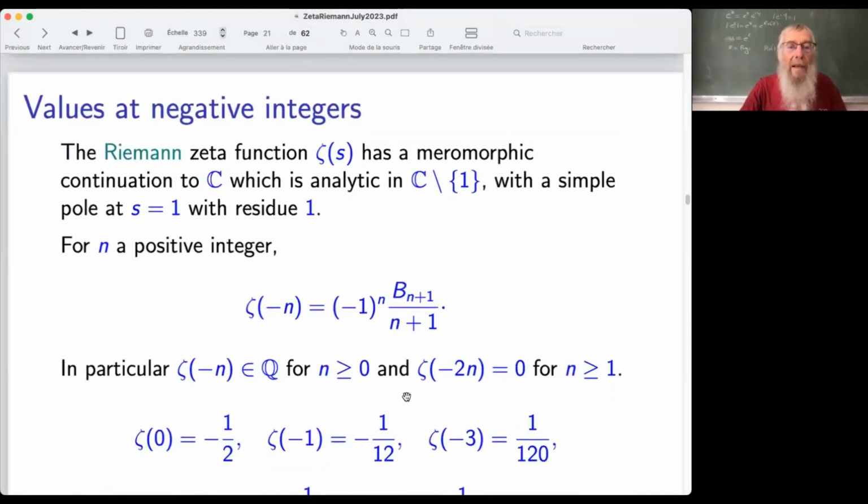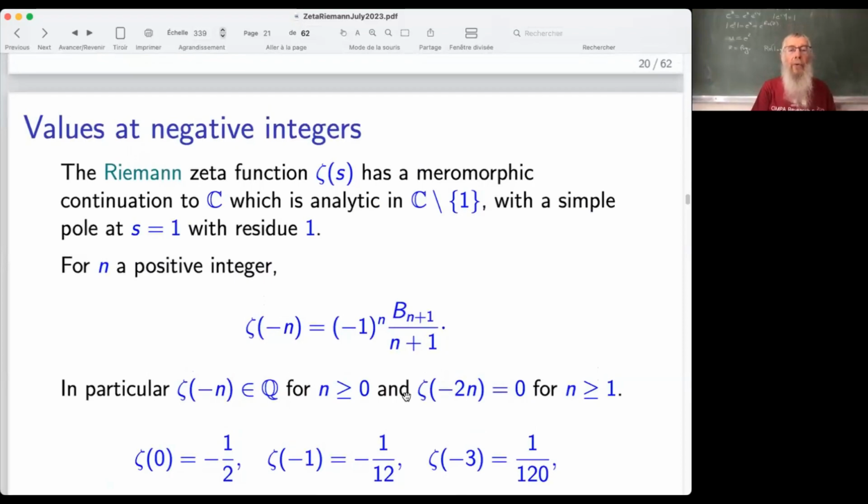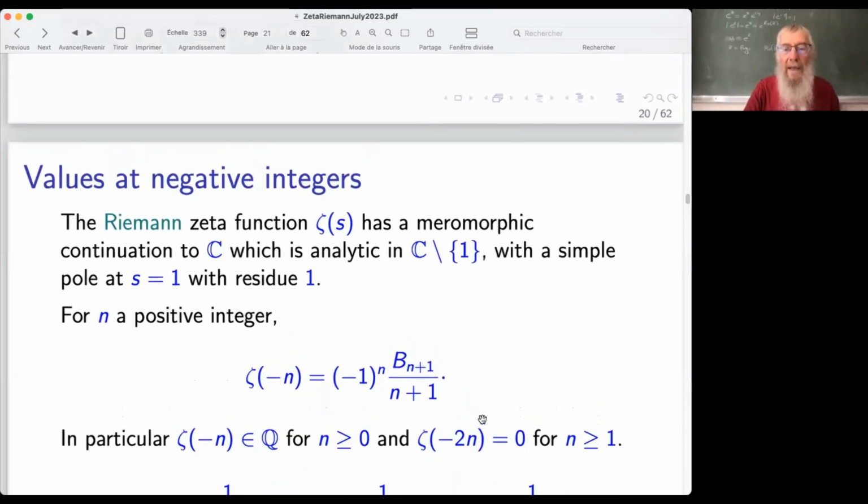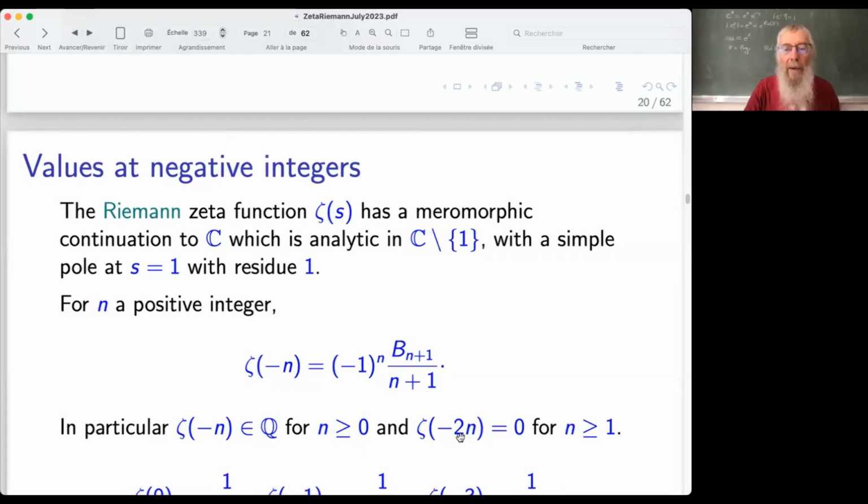And from what I explained, we deduce the values of the Riemann zeta function at the negative integers. For n a positive integer, zeta of -n is (-1)^n B_{n+1} over n+1. In particular, zeta of -n is a rational number when n is positive, so -n is a negative number, and zeta of -2n is 0 for n greater than or equal to 1.